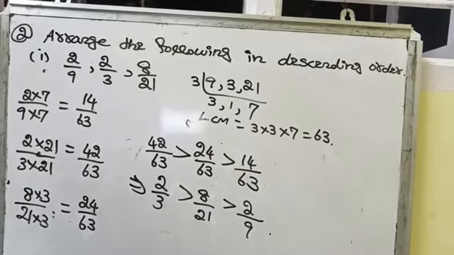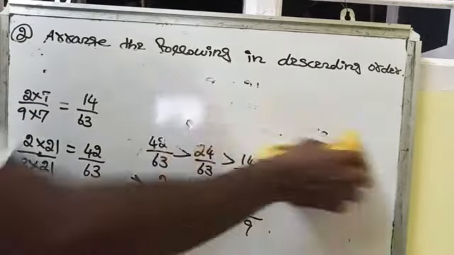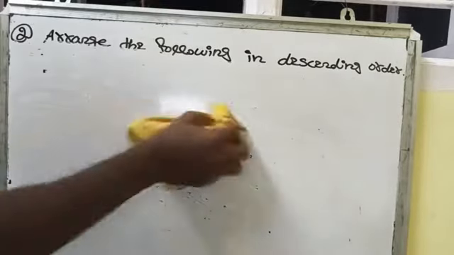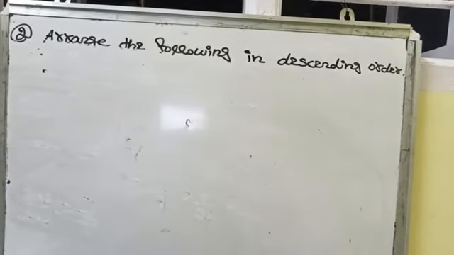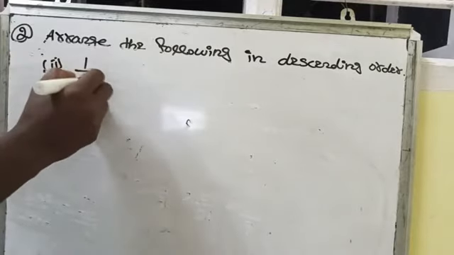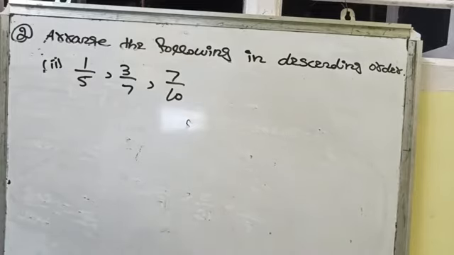The first question we already completed. The second question I am asking you to try on your own. Please remember, in the first question, the one question I gave as homework, that is not homework. You have to try it, just to practice: 1 by 5, 3 by 7 and 7 by 10. You have to arrange the given numbers in descending order.